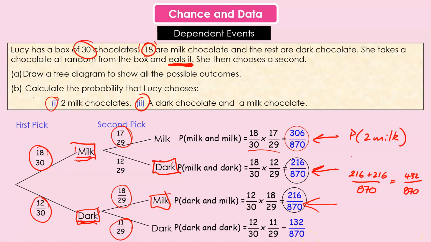So it also makes it a lot easier to compare if you have the same denominator. Because they're the same denominators, we can compare the numerators, and we can see that the lowest chance is to get 2 dark, and the highest chance is to get 2 milk.